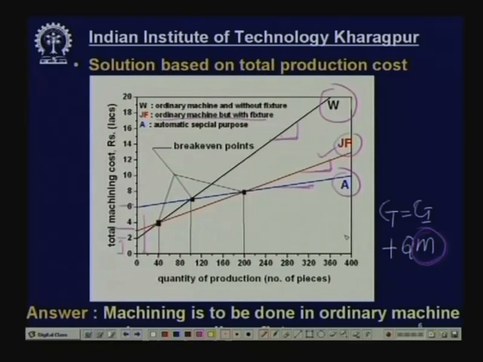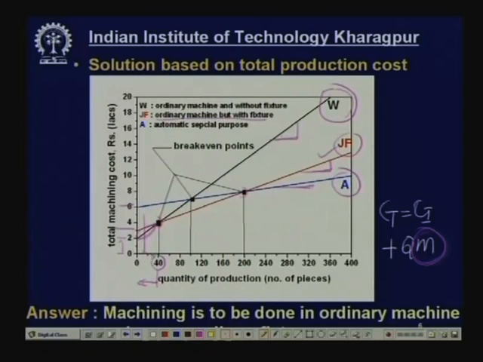Now, what do we understand from this? These 3 points of intersection are called break-even points. Here we can see the number of pieces to be produced. If the number of pieces to be produced is less than 40, then which one will be most appropriate so far as production cost is concerned? The bottommost line gives the minimum cost. What is that? That is machining in an ordinary machine without jigs and fixtures.